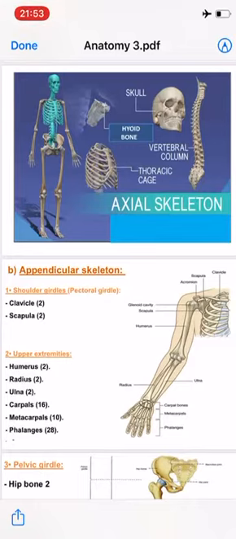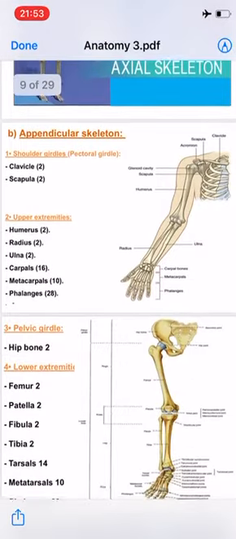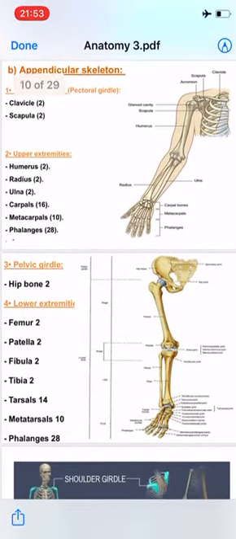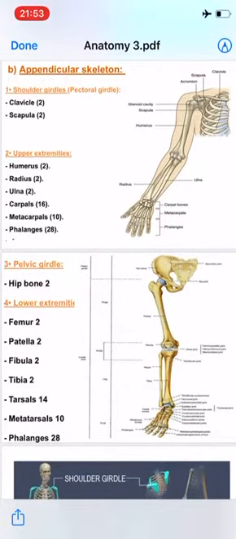Secondly, we then have the appendicular skeleton. We have the shoulder girdle. We have the clavicle and the scapula. Clavicle, the collarbone. Scapula, the shoulder blade.